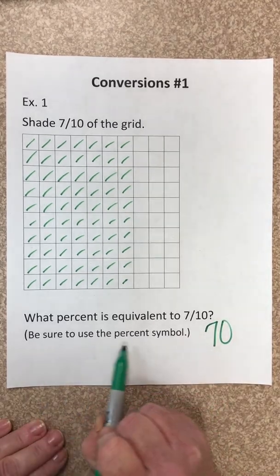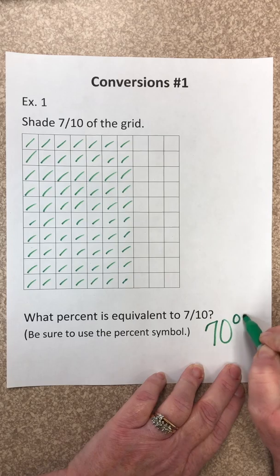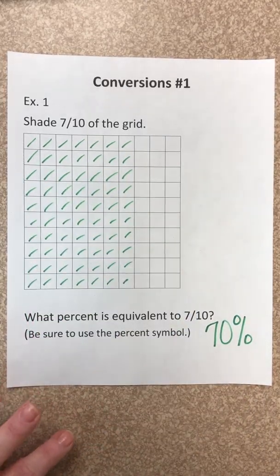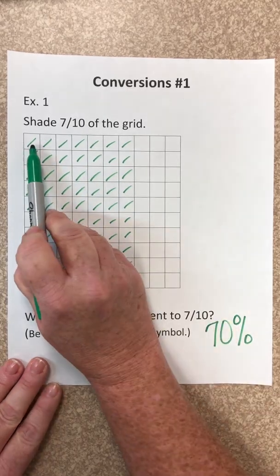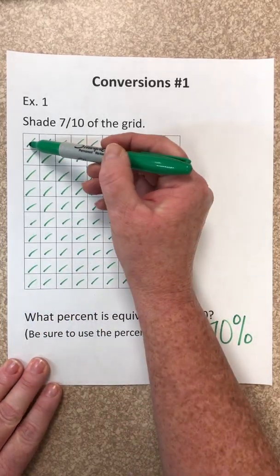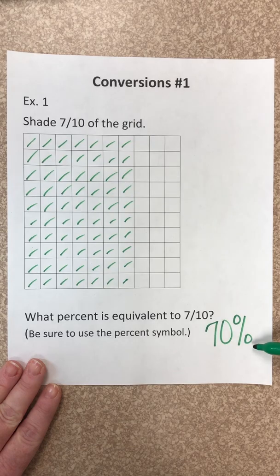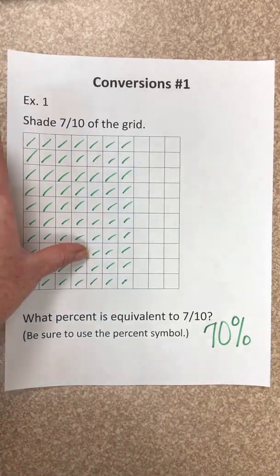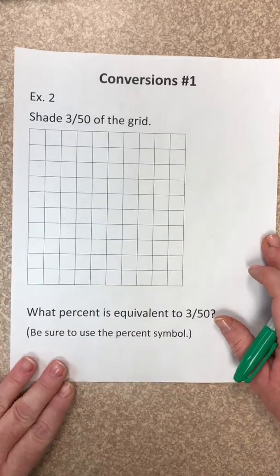And of course, be sure to use the percent symbol. Now you could go back and count these one at a time, that would be fine. I just wanted to be a little quicker and say that 7 times 10 is 70, and I added the percent symbol. Okay, let's look at one more example.